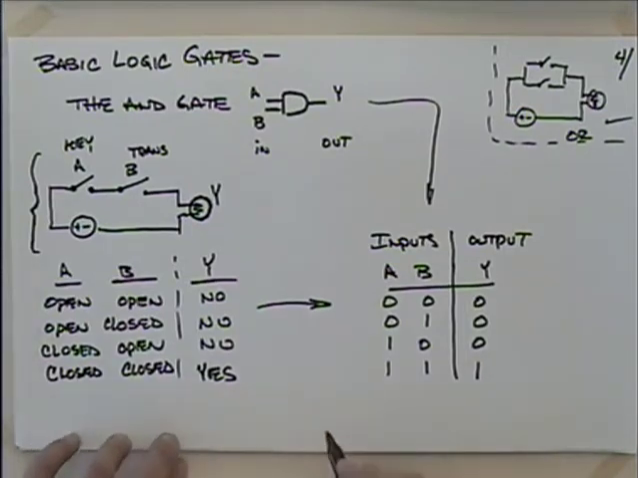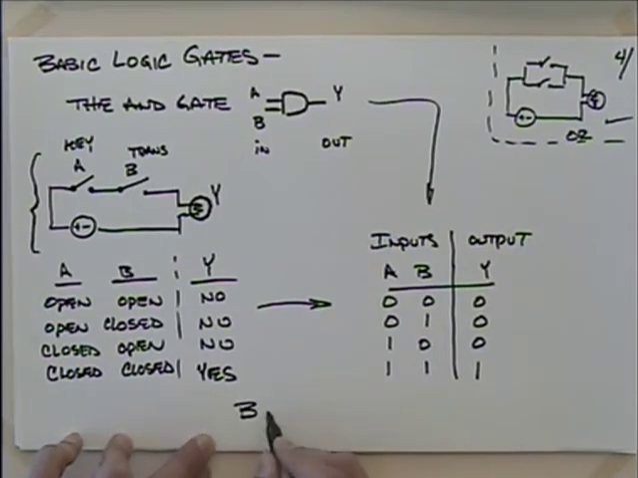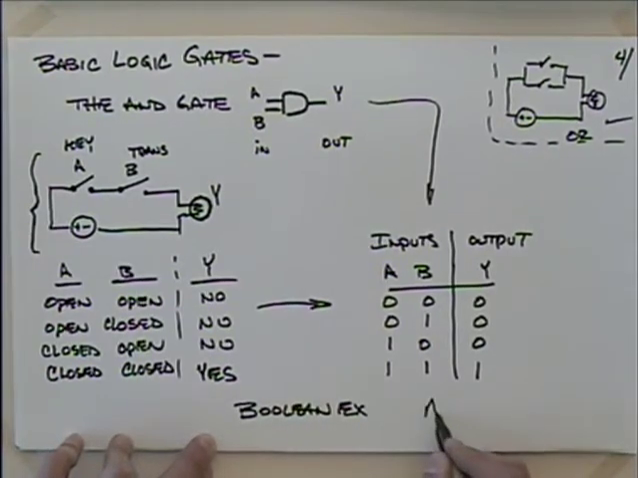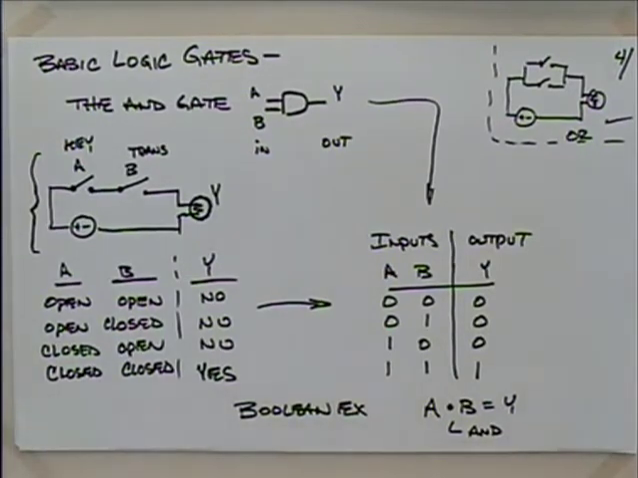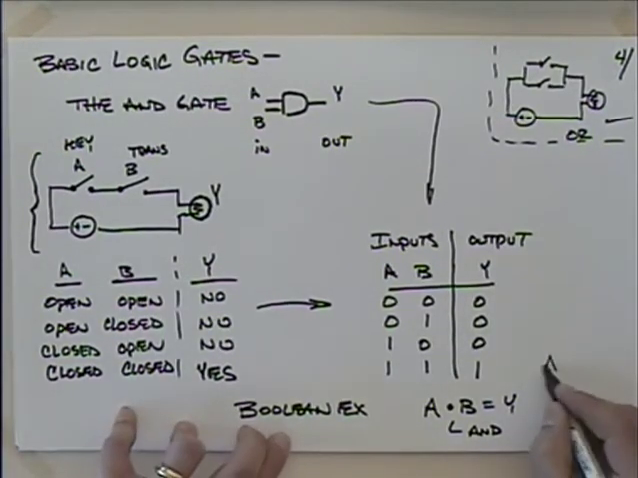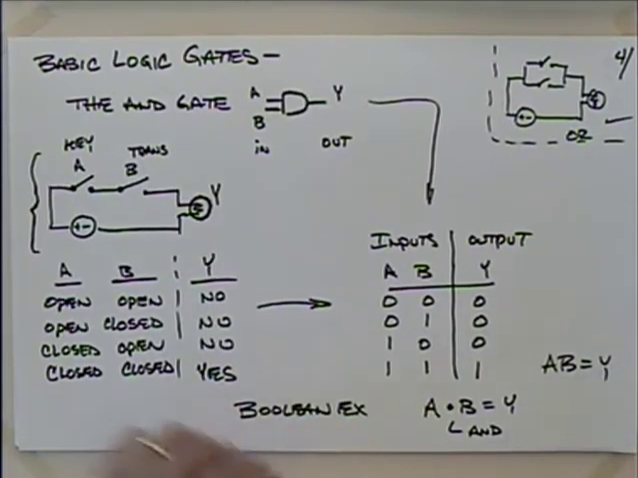The Boolean expression for this is to say that we have A and B is equal to Y. So there's the symbol for and. And a lot of times we don't write that. We might just come up and say A and B is equal to Y. So we'll get kind of casual with that and not put that in there necessarily. So that would be our AND gate.